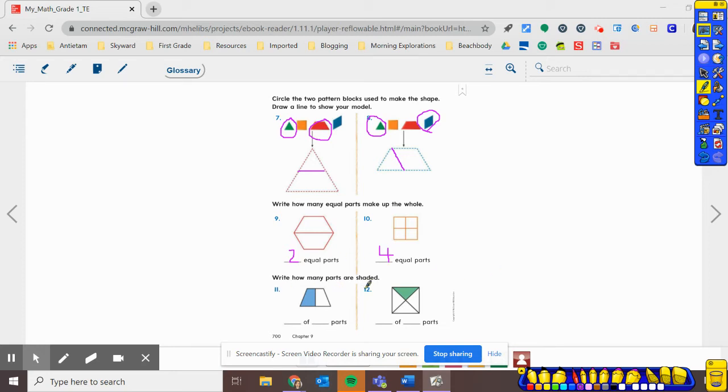Now for numbers 11 and 12, you're going to write how many parts are shaded out of how many total parts. So go ahead and try to do that. Pause the video and unpause when you're ready so we can check.